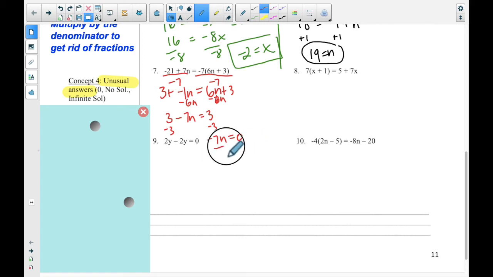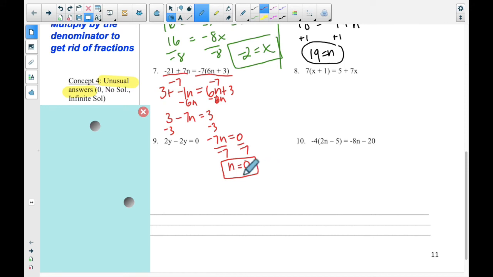It's okay. Don't worry about that. It will all work out in the end, believe me. We divide by 7, and that gives me n equals 0 divided by negative 7. 0 divided by negative 7 is 0. Guess what? That is an okay answer. It's okay to have 0 as an answer.